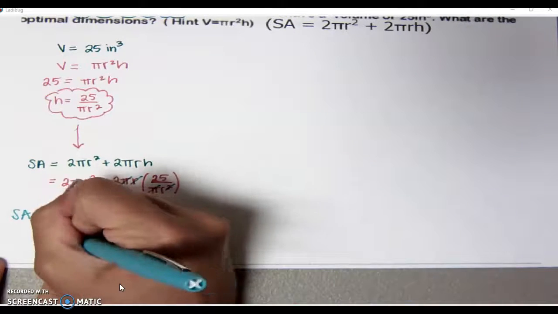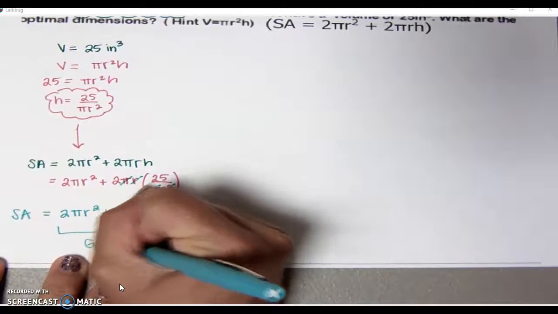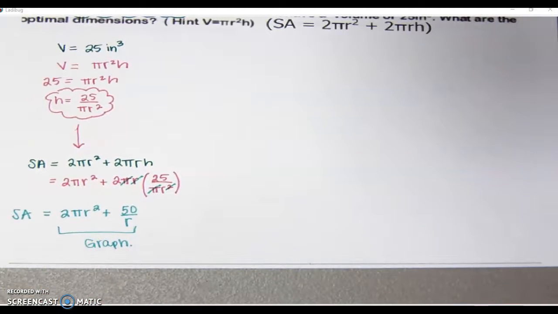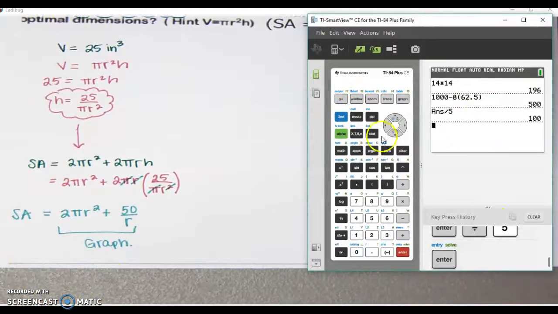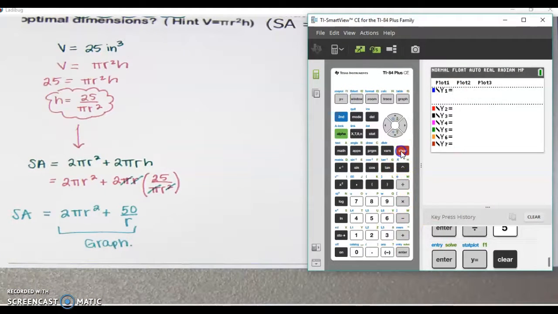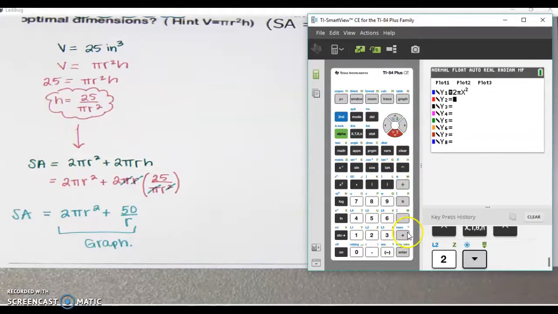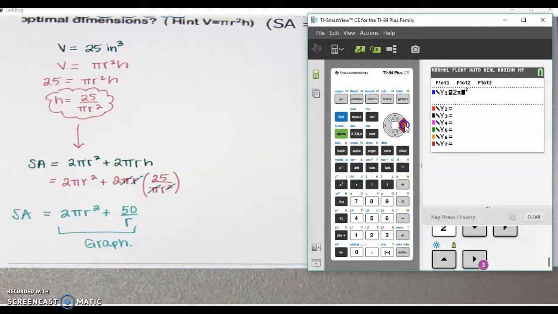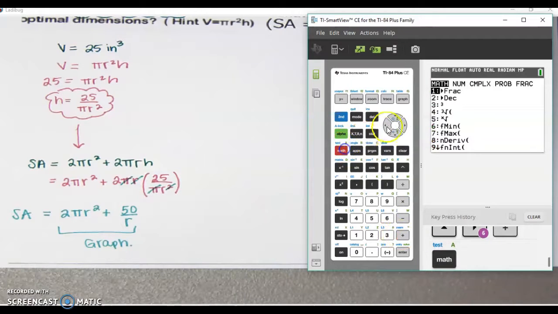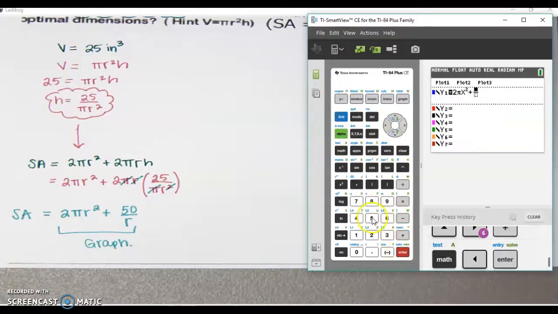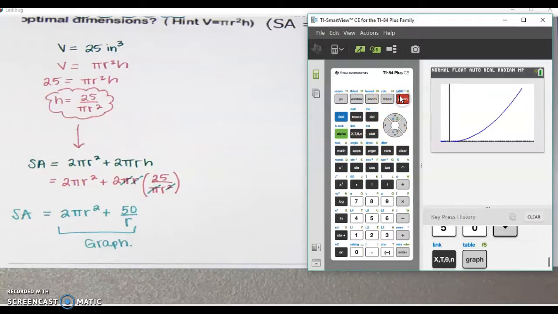So we want to graph this, and we want to find the minimum here. So in your calculator, go to y equals and clear it out. Alright, we got 2 pi, and you got to use x for r, so x squared plus, I'm going to make a fraction, 50 over r, but I'm going to use 50 over x. I'm going to go ahead and graph and see what happens.